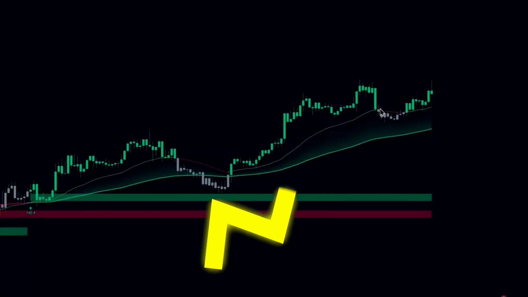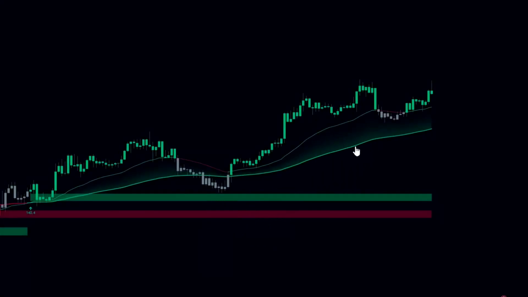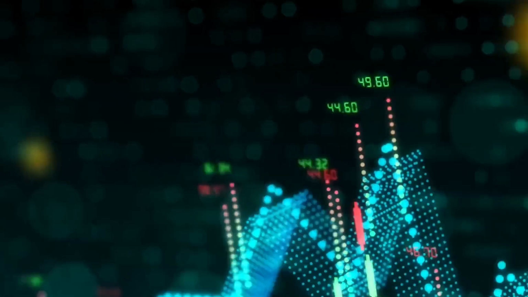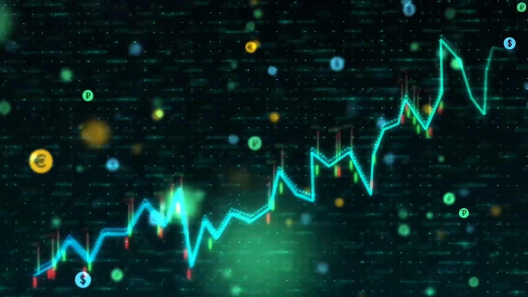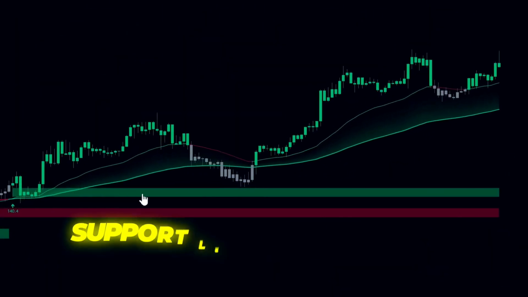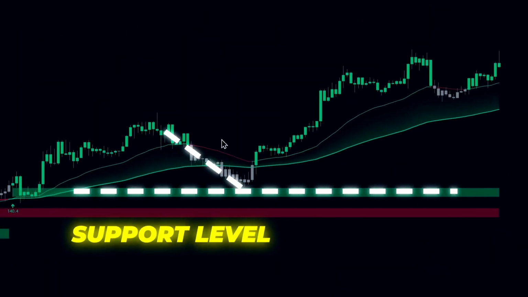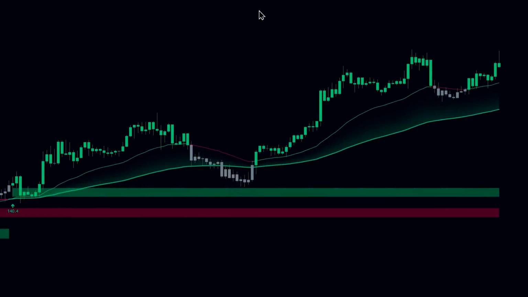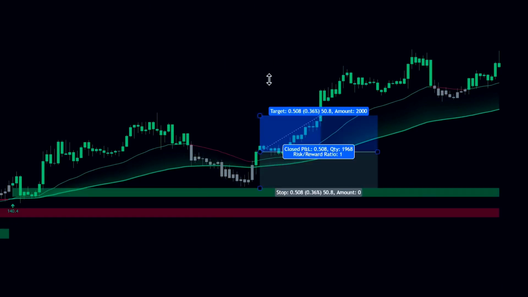This is a bullish trend. As identified by this indicator, you can see how the price moved up here. Now, if we look down here, the same indicator gave us a clear support level and the price bounced off it perfectly. If we had taken a long position here, it would have turned into a profitable trade.